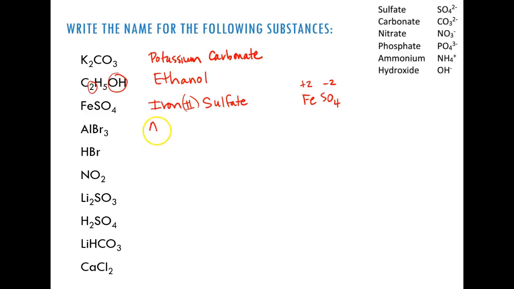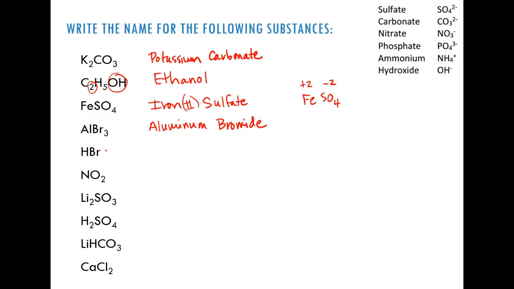The next one is aluminum bromide. There's another example of one of those binary compounds where it must end in "ide," only 2 elements. Notice it's not aluminum tribromide because we don't use prefixes with ionic compounds.